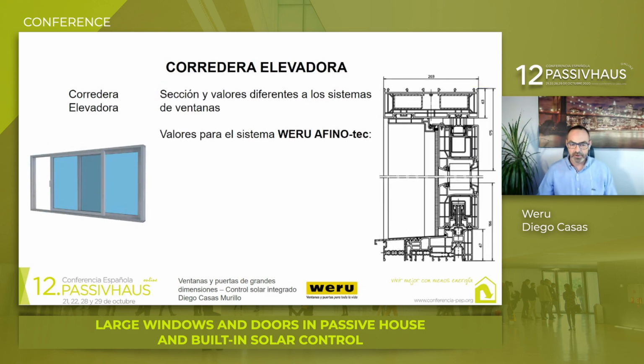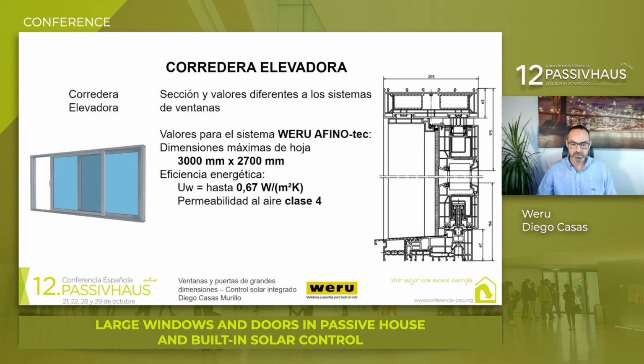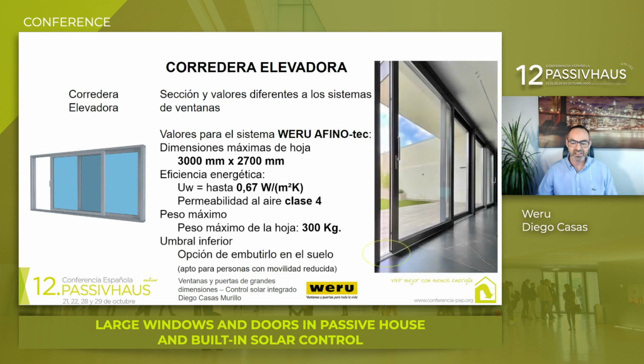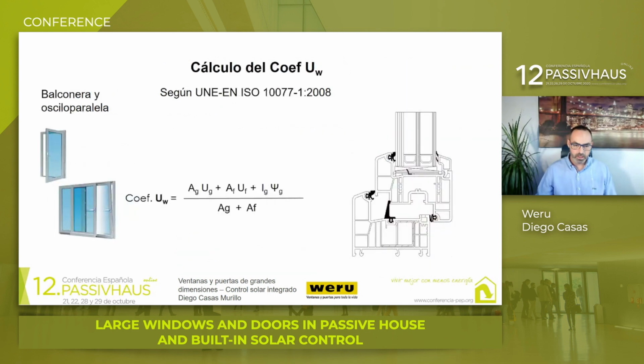Here we must bear in mind that we cannot inlay or recess the bottom frame due to the front guide. The third and largest element, and therefore the preferred choice for designs in large structures, would be lift and sliding doors. The Weru Affino tech system with reinforced fiber and PVC offers leaf dimensions of 3 meters wide by 2.7 meters high, with coefficients which are more than sufficient for our projects. The important thing here is air permeability. Airtightness cannot be compromised. It offers class 4 air permeability, thus complying with requirements. The maximum leaf weight would be up to 300 kilos, and there would also be the possibility of inlaying the lower guide in the ground or in the floor.